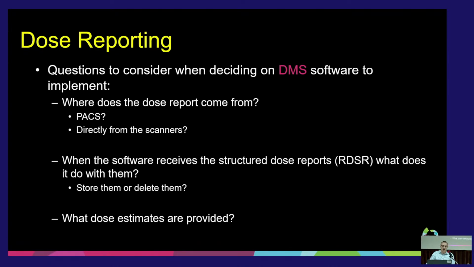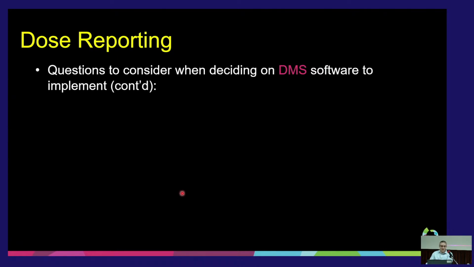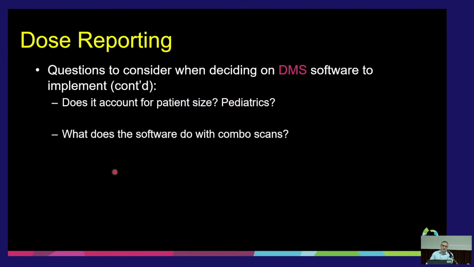All right, what dose estimates are provided? And we'll talk a little bit more about that. Does it account for patient size? In other words, is it just age, or is it weight? Is it BMI? Does it do water equivalent diameter? Those are all important, especially when you're dealing with pediatrics. How does the software handle combo scans?